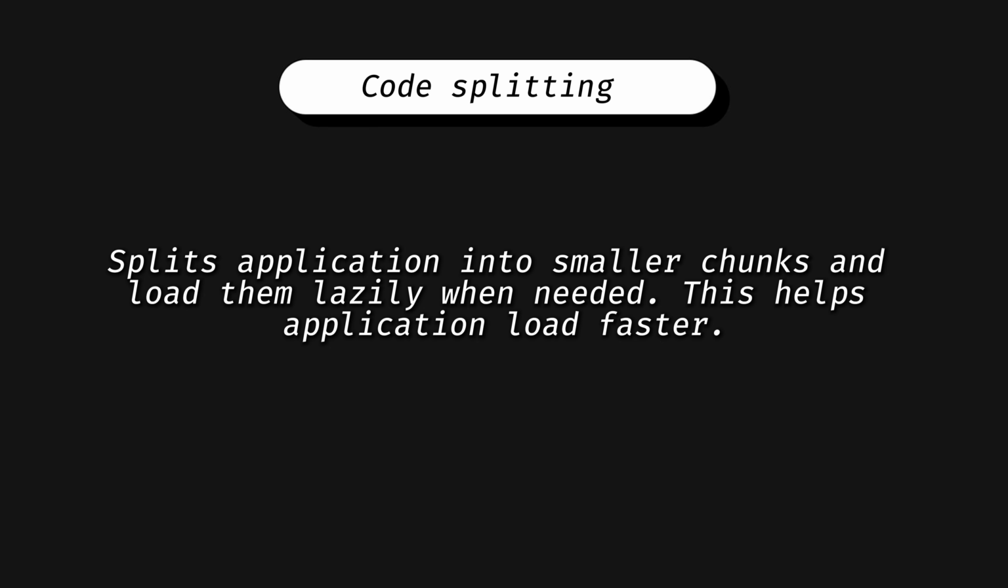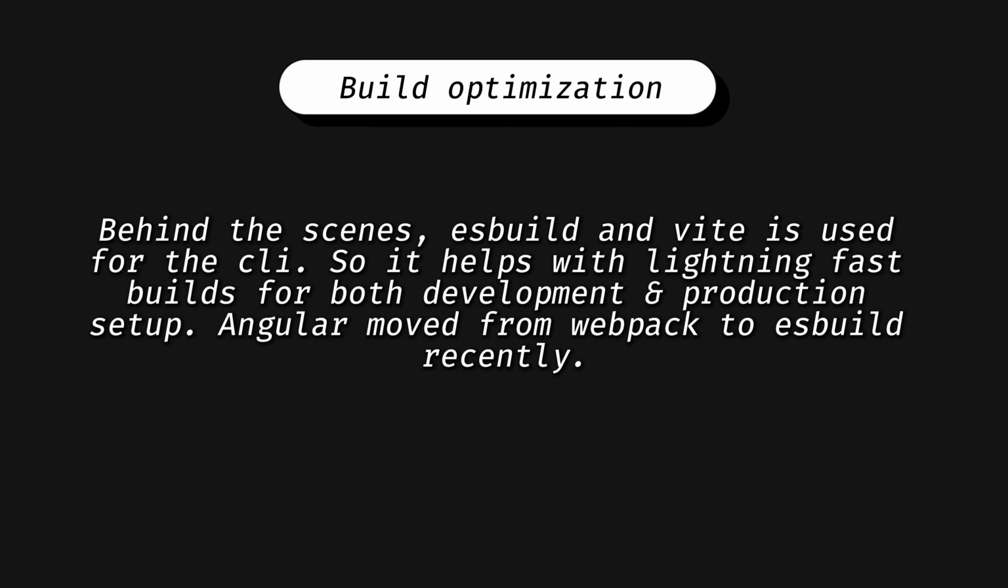Next point is code splitting. It automatically splits the application into smaller chunks that can be loaded on demand, improving the initial load times. Next point is build optimization. Behind the scenes, Angular CLI uses something called esbuild, as of Angular 17, for lightning fast builds during development. For production builds, it uses esbuild combined with Angular's own optimizations. In earlier versions, it used Webpack, but the Angular team has been moving towards faster, more modern build tools.